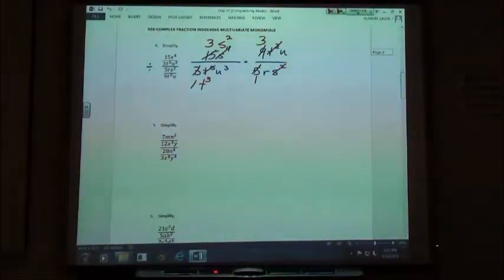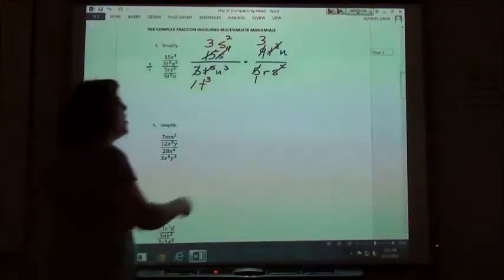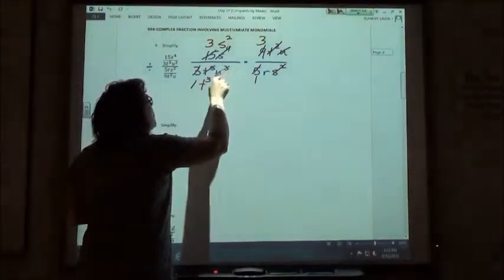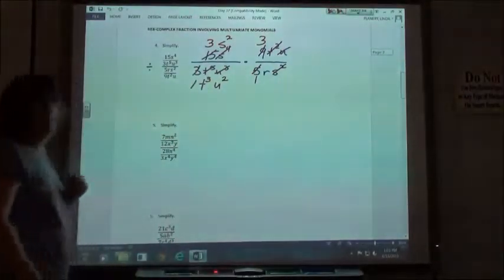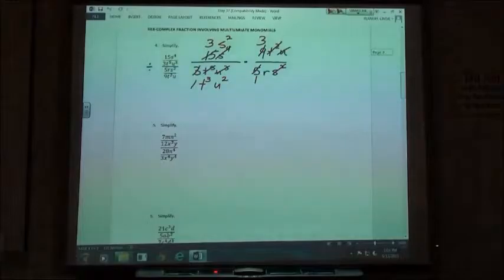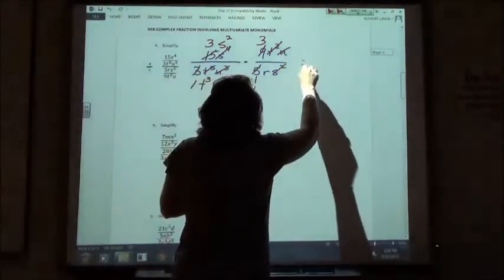And then the same thing with the u's. I've got a u on top and a u to the 3rd on the bottom. I can only take off 1, so I get rid of that one. If I take 1 off of here, I get a u squared. That's all the canceling I can do.